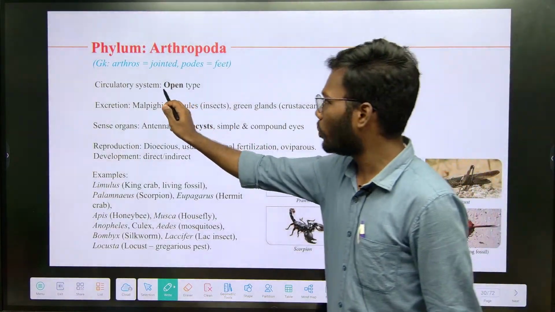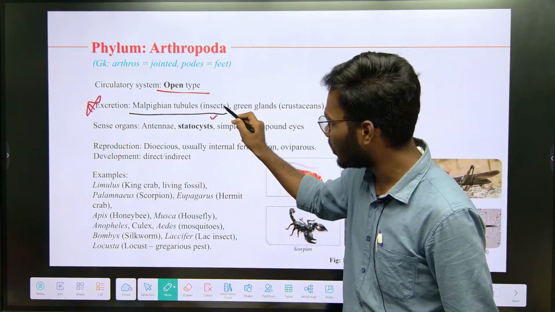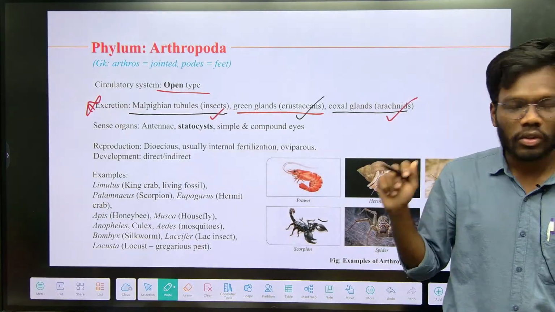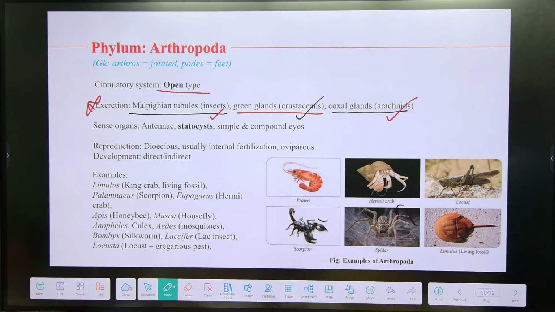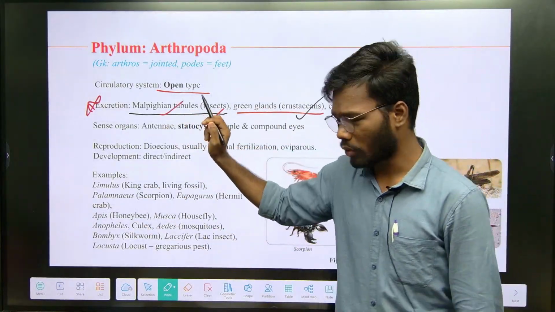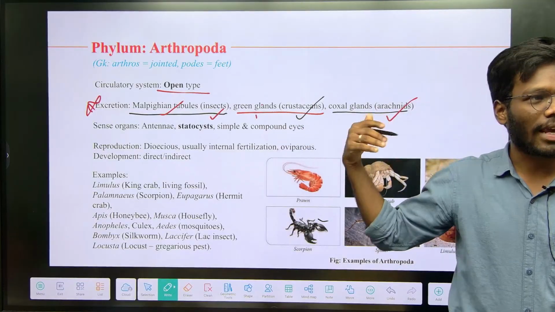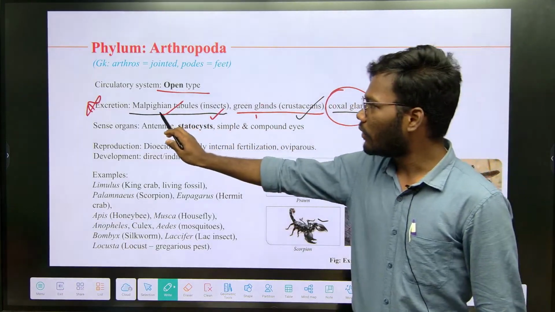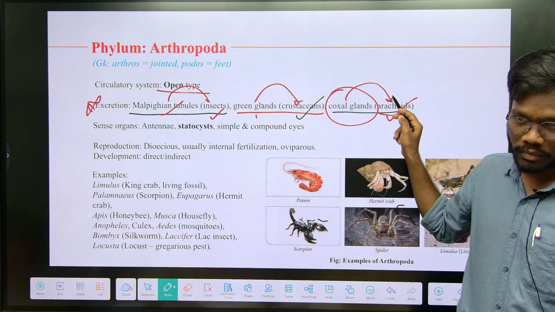The circulatory system is open type. This is very important. Excretion is done by Malpighian tubules in insects, green glands in crustaceans, coxal glands in arachnids. They will ask what excretory structures are present in insects: Malpighian tubules. In crustaceans: green glands. In arachnids: coxal glands. Remember, Malpighian tubules in insects, green glands in crustaceans, coxal glands in arachnids.